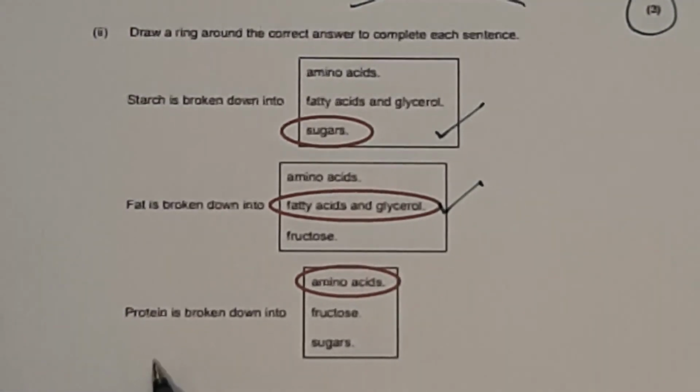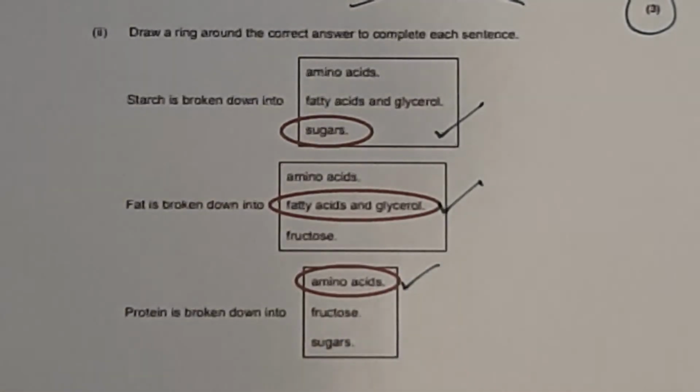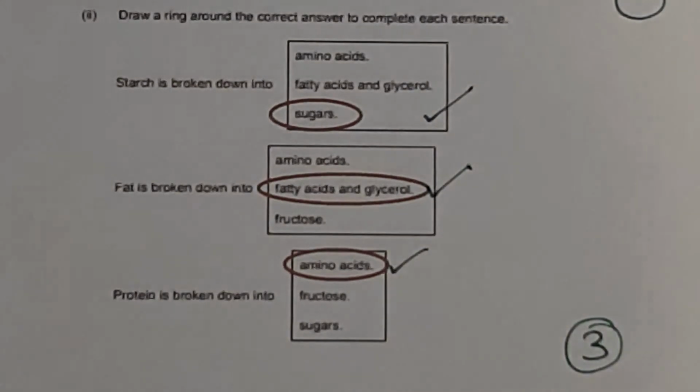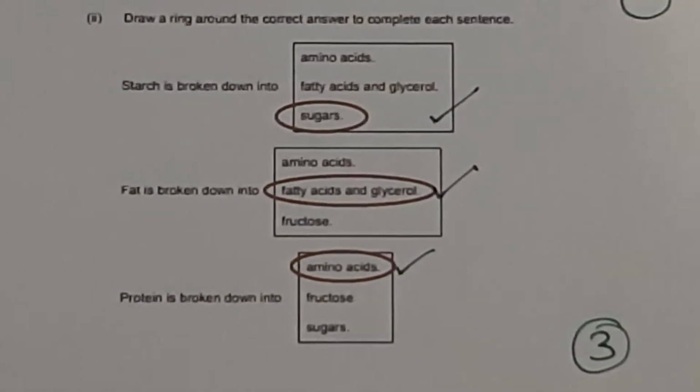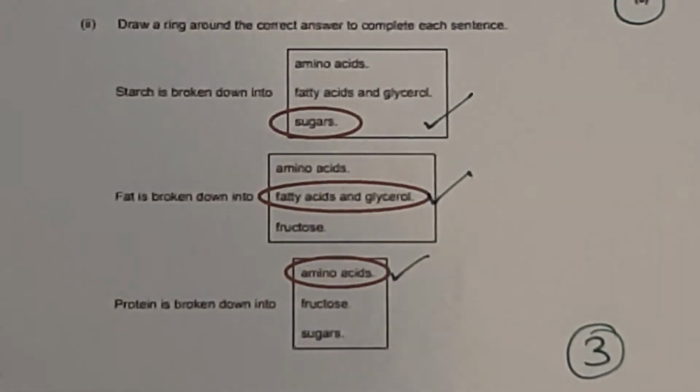Third question, protein is broken down into amino acids. So again, tick it if you got it right, correct it if you didn't. And next to this, I want you to show me how many marks you got out of the 3. So put that in a circle to show how many marks you got. And then we're going to move on to the next page, which you should have answered already. If not, please pause, answer the questions that are remaining, and then come back to joining us marking the answers.